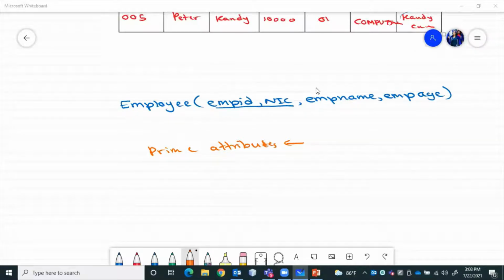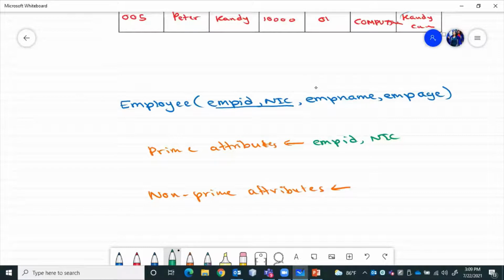Yes, good. So according to this example, we have two prime attributes, EMPID and NIC. These are participating in the primary key, and those are known as prime attributes. And the other way around, non-prime attributes. Non-prime attribute means the other attributes, those which are not participating in the primary key. What are those two we have here? EMP name and EMPH.